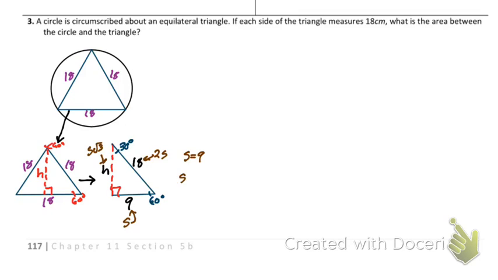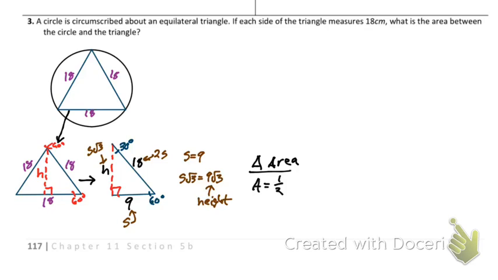And my other one, my S square root of 3 must equal 9 square root of 3. But remember, that is your height. So we are going to find the area of our triangle first. Let's put it right next to it. Triangle area is half of base times height.